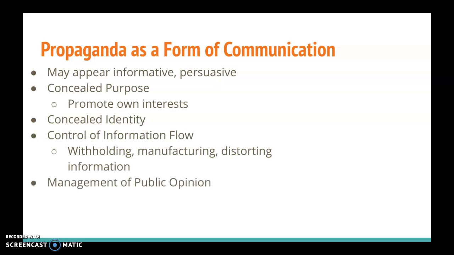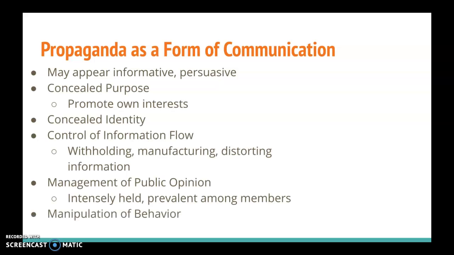In addition, the propagandist is going to try to manage public opinion. So intensely held opinions that are prevalent among a large public regarding public issues and current affairs are what we think of as public opinion. And so the propagandist is going to try to control the opinions that the public holds.